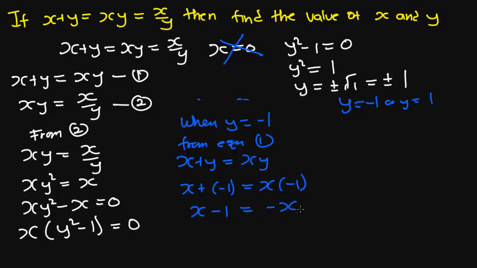Now when we group like terms, we are going to have x plus x is equal to 1. So we're going to have 2x is equal to 1. And so x will be equal to 1 over 2. So when x is equal to 1 over 2, y is equal to negative 1.